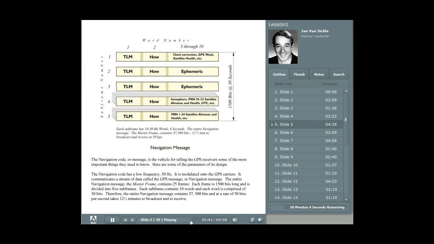Now, the clock correction, which we'll talk a bit about, is one of the ways that the satellite can tell the receiver what time it is on board the satellite. The ephemeris, as I mentioned, is the coordinate system. It tells the receiver where the satellite is at an instant of time. The ionosphere is that atmospheric information that will allow the receiver to make some corrections on the length that it receives from a particular satellite.